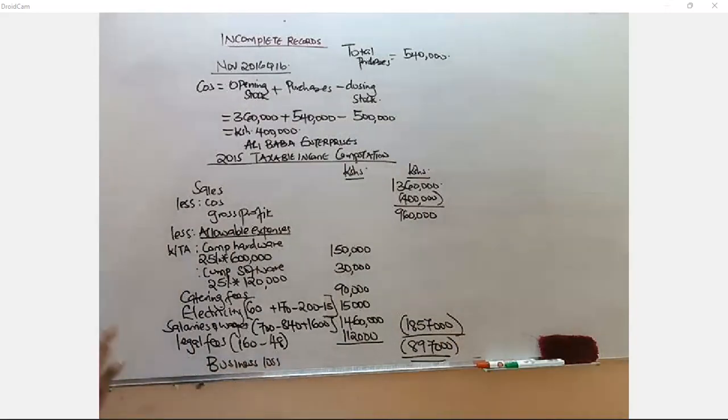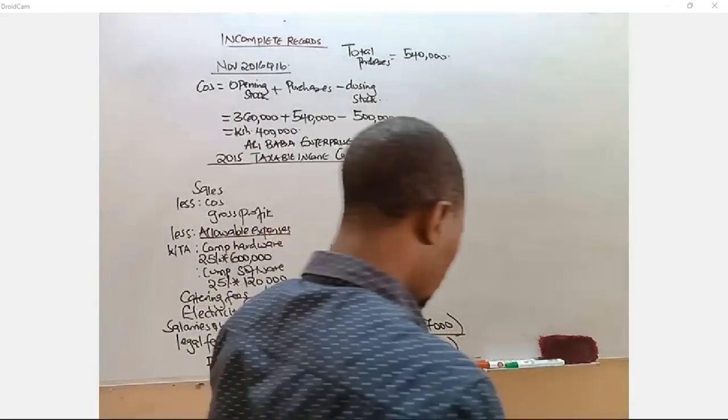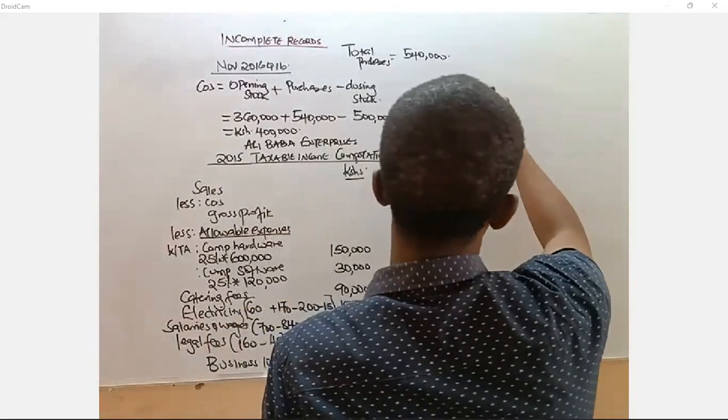And since we are dealing with the partners, you can see at the beginning of the question we are told that Ali and Baba are partners in a small firm trading as Alibaba Enterprise. And we are saying they share profits and losses in the ratio of 2 to 3 respectively. So in this case, let us look at the computation of the partners' allocation schedule.